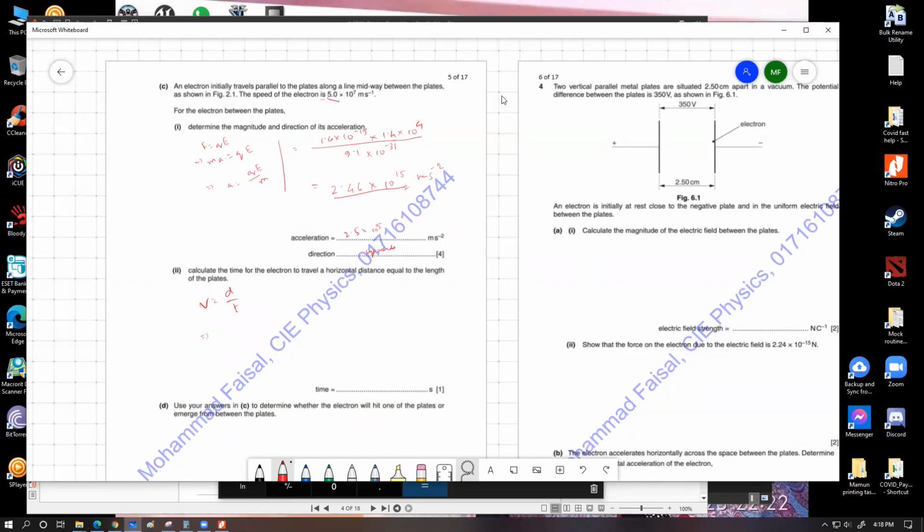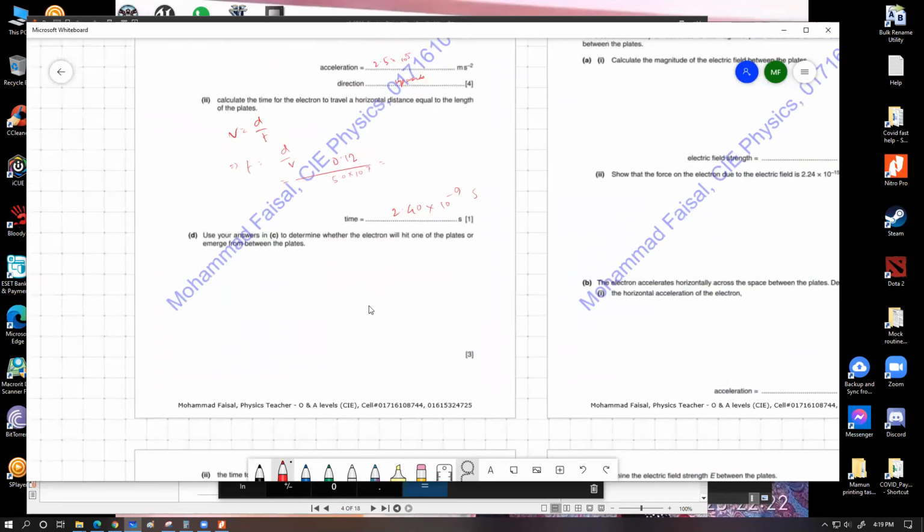So time t equals to d over v, and the distance is 12 centimeters, which means 0.12 divided by 5.0 into 10 to the power 7. এটা করলে যা আসে 2.40 times 10 to the power minus 9 second. ওকে আমি এই টাইমটা পাইলাম, এই পর্যন্ত ক্যালকুলেশনে প্র্যাকটিক্যালি কোনো ঝামেলা নাই, এগুলো খুব সিম্পল.